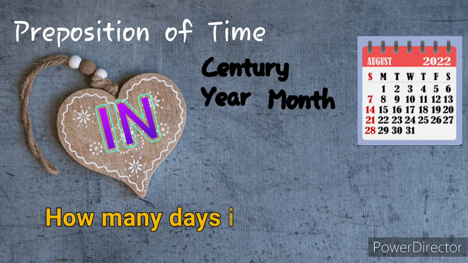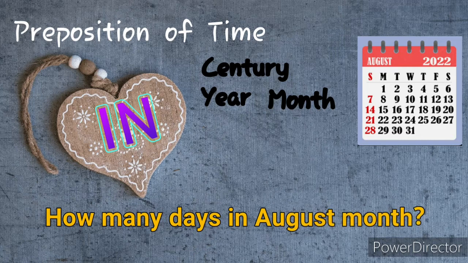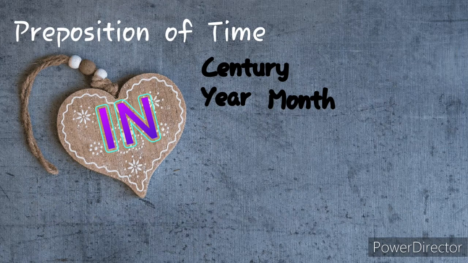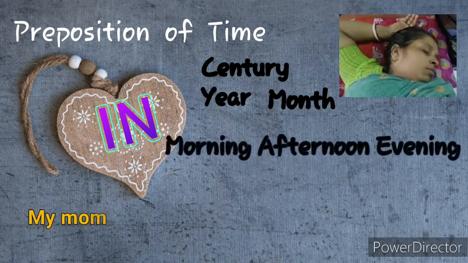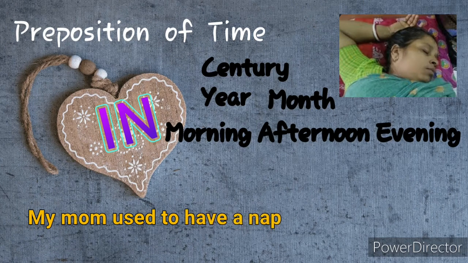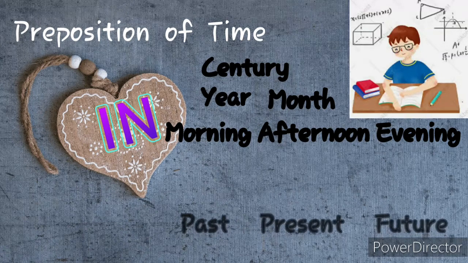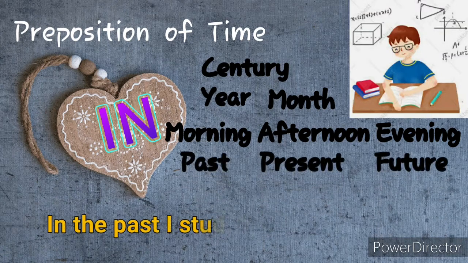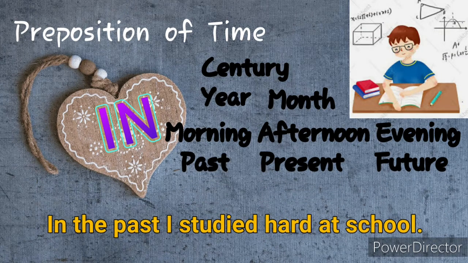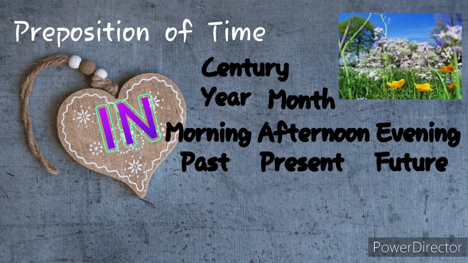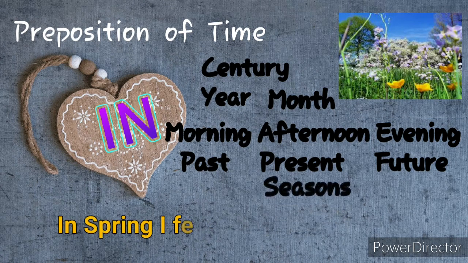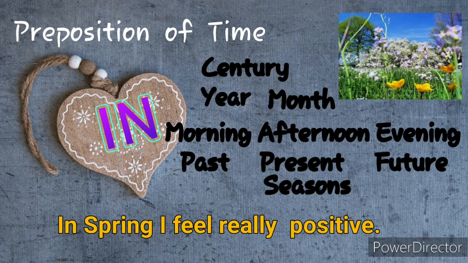Month. How many days in August month? Morning, afternoon, evening. My mom used to have a nap in the afternoon. It is used also in past, present and future. In the past, I studied hard at school. Seasons. In spring, I feel really positive.